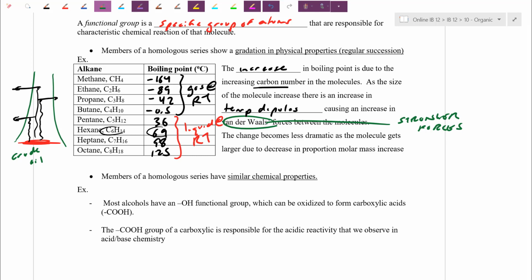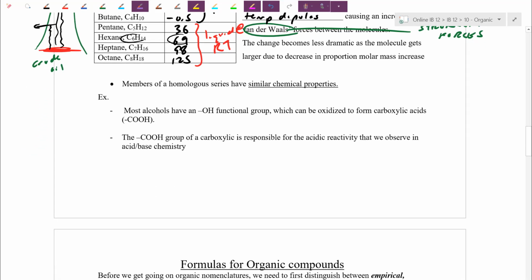Okay, so homologous series differ by a CH2 unit. If they're in the same family, they have the same functional group, and they're going to show a gradation in physical properties. As the chain steadily gets longer, at least we see that the boiling point increases. Chemically, however, they're going to show very similar reactivities because reactivity depends only on the valence electrons, on the outer structure.